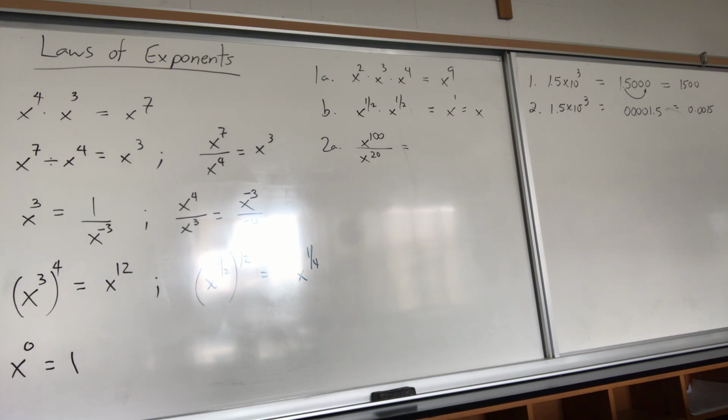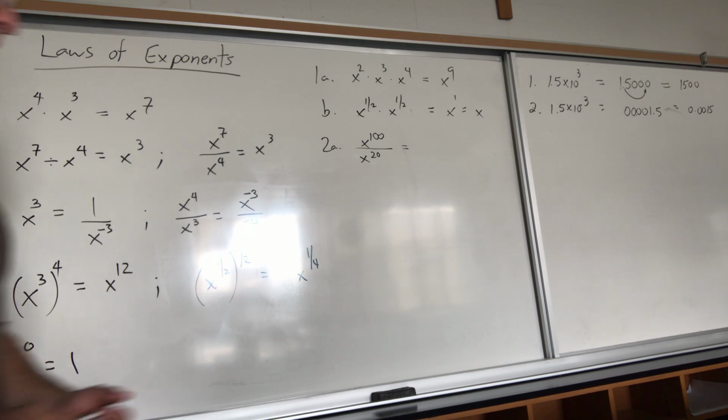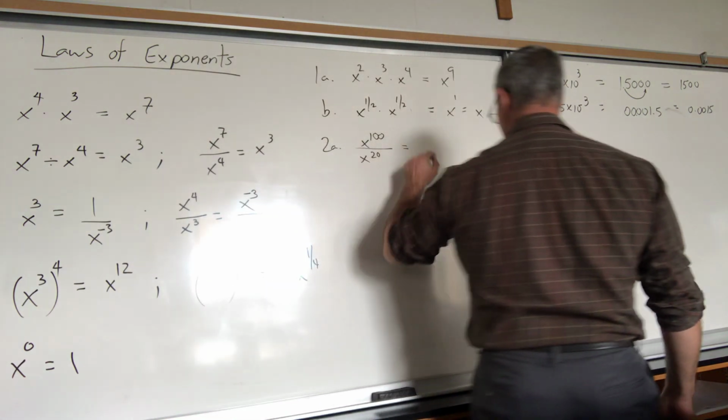So we're dealing with a number here that scientific calculators can't handle. But you know the simple rule, so you can do it. What's 100 minus 20? 80. So it's x to the power of 80. That's your answer.